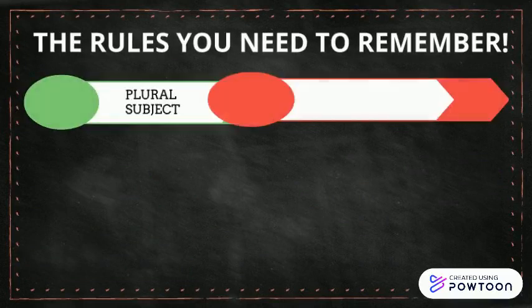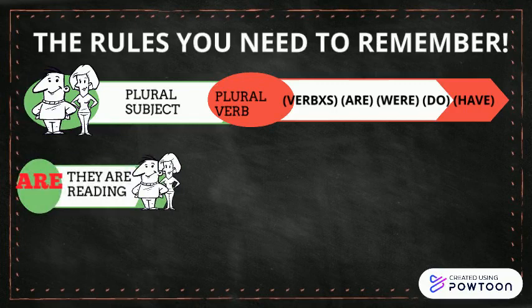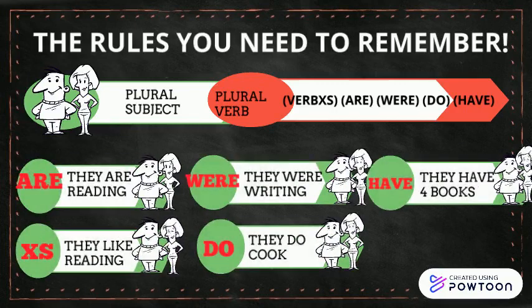The rule you need to remember for plural subject is you must use plural verbs. Verbs without S, are, were, do, have. You can see the examples on the blackboard.